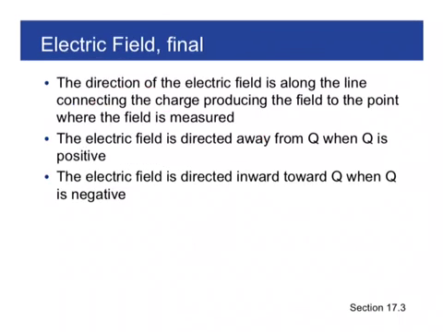Electric field, quick summary. The direction of the electric field is always along the line connecting the charge producing the field to the point where the field is measured. Electric field is always directed away from positive charges, and electric field is always directed toward negative charges.